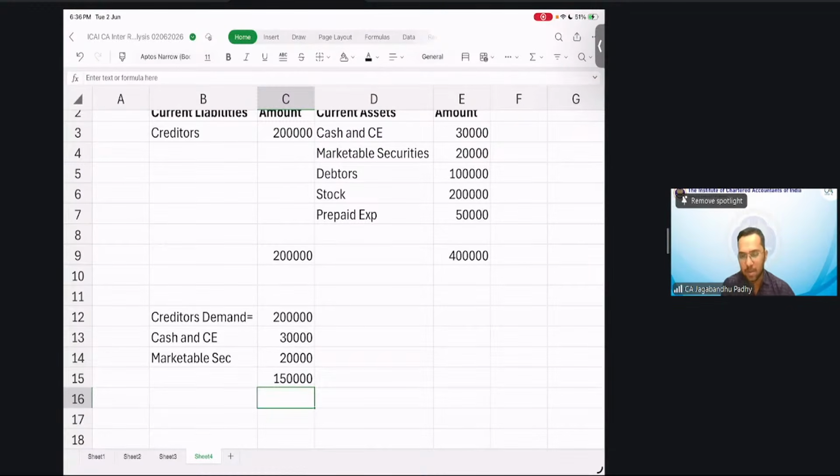How do I make this payment now to the creditors? Because their claim is not fully satisfied. The claims of creditors is not fully satisfied. So how do we pay it? Now we have definitely used the cash and cash equivalent and marketable securities. That's not enough to fulfill the creditor's demand. So how do I fulfill it?